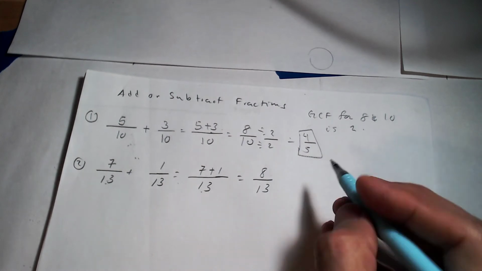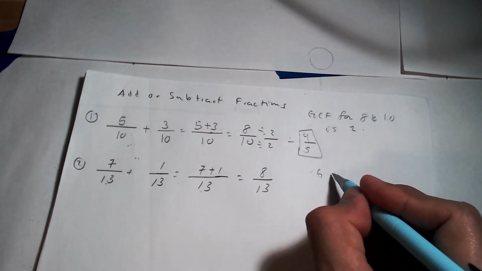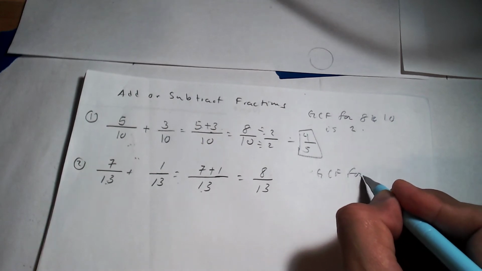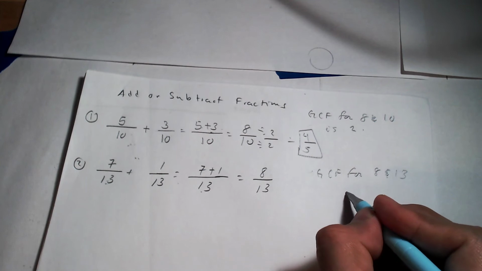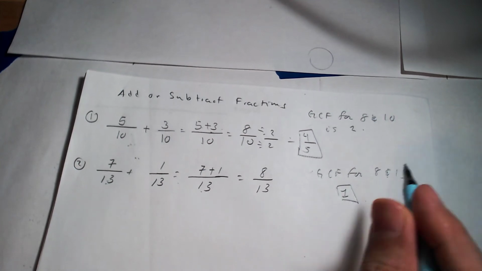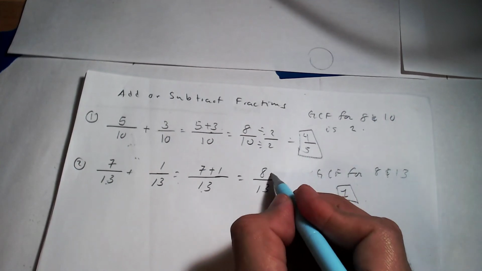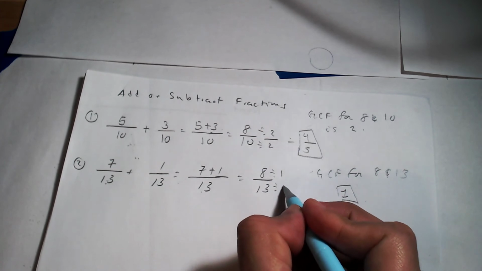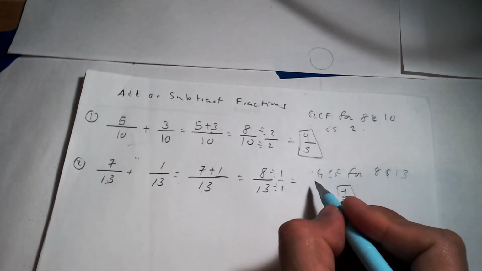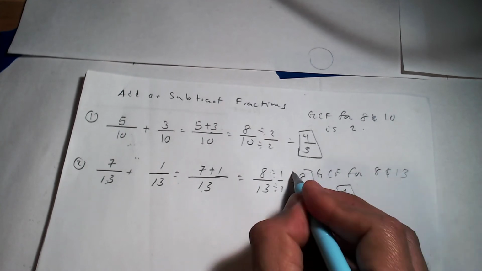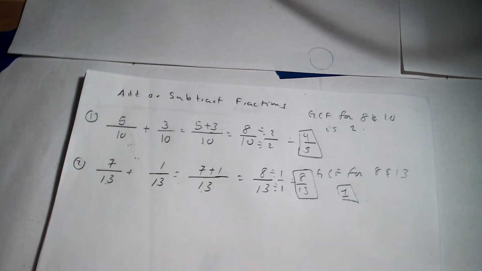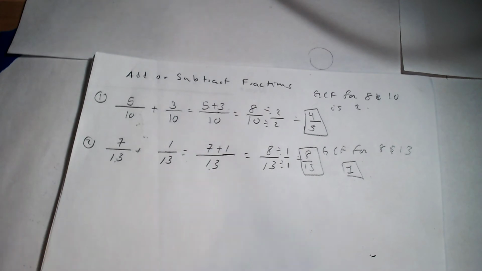And then find the greatest common factor. So what's the GCF for 8 and 13, which is going to be 1. So if I divide both the numerator and the denominator by 1, I get back what? 8 over 13. So in this case, I can't simplify that.